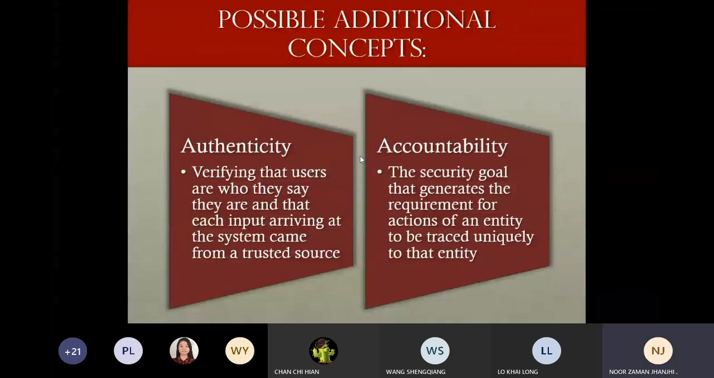The next A is accountability. Accountability is a security goal where you have the means to access your data and to trace your data as well. You can have accountability about your data, how much access you have, and anything else which is linked with accountability.